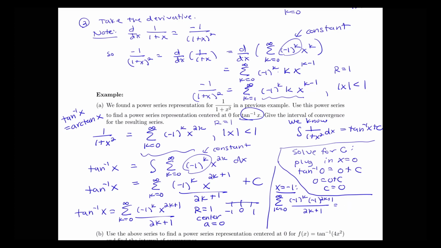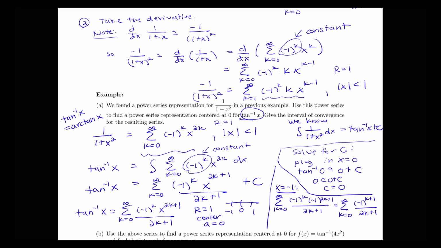So let's simplify this. This is going to be equal to the sum from k equals 0 to infinity. The negative 1 to the 2k plus 1, that's like negative 1 to the 2k times negative 1. And negative 1 to the 2k would be an even power of negative 1, so that would always be positive. So I'm just going to be left with the negative 1 to the k and the negative 1 to the 1. So I can rewrite this as negative 1 to the k plus 1 all over 2k plus 1.